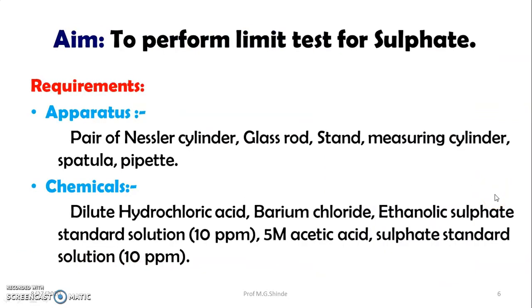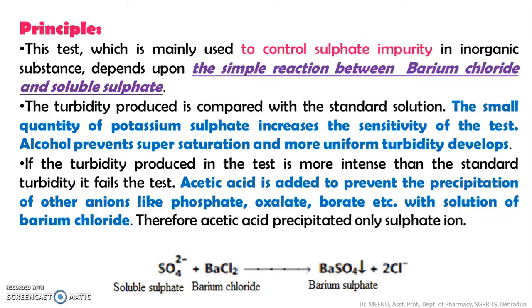Now the aim of our today's practical is to perform the limit test for sulfate. The requirements for this practical are apparatus: pair of Nessler cylinders, glass rod, stand, measuring cylinder, spatula, pipette. All the chemicals: dilute hydrochloric acid, barium chloride, ethanolic sulfate standard solution of 10 ppm, 5 molar acetic acid and sulfate standard solution of 10 ppm.